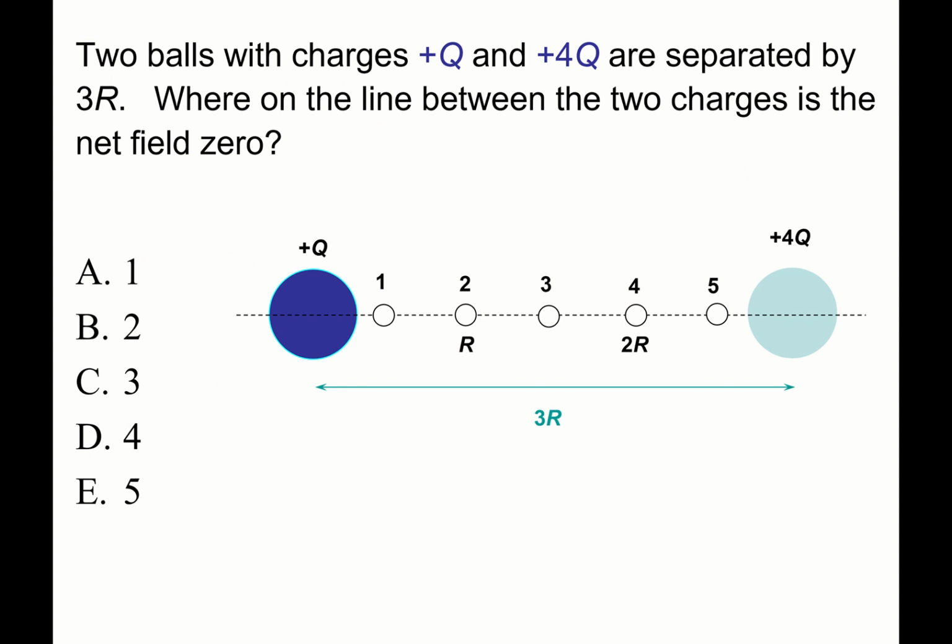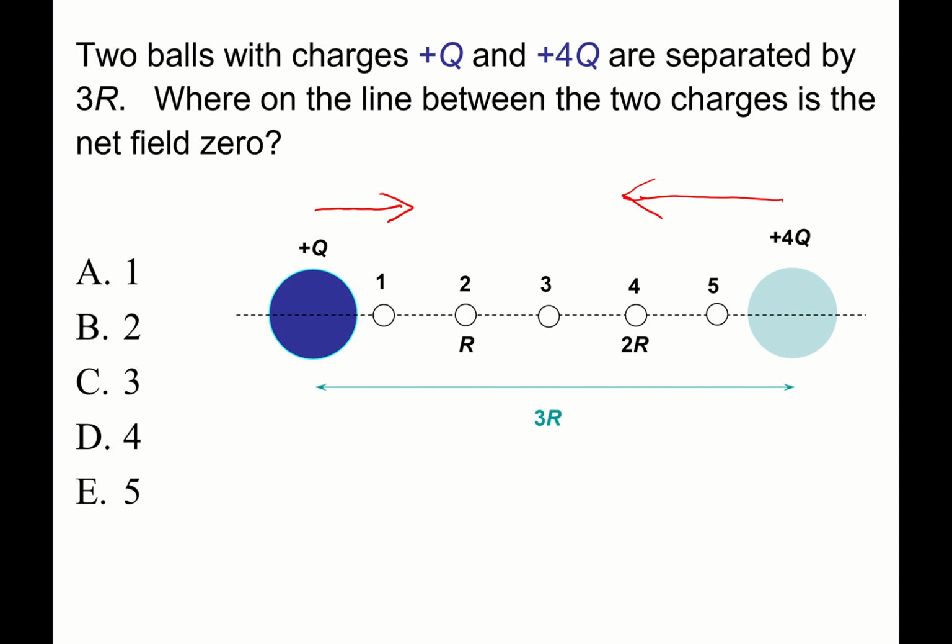All right, last concept. So I've got two balls. One of them has a charge of plus Q, and one of them has a charge of plus 4Q, and they're separated by a distance of 3R. So the question is, where on the line between the two charges is the net field going to be 0? So remember, I'm going to feel a field coming out of each of the positive charges towards the center. Okay, so what I want to know is where on the line between those two is the net field going to be 0?